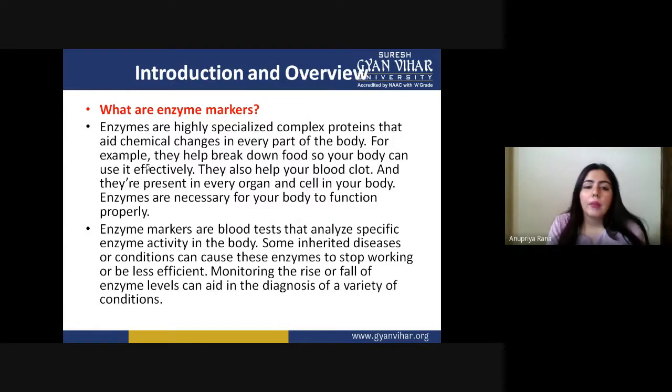So, enzyme markers are blood tests that analyze specific enzyme activity in the body. If we do simple blood tests, they are diagnostic tests, and on the basis of this enzyme activity inside our blood, we can analyze some kind of disease. Some inherited diseases or conditions can cause these enzymes to stop working or to be less efficient.